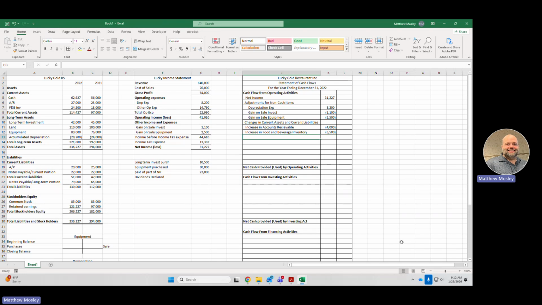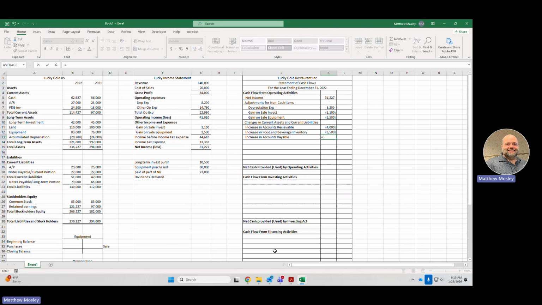Next, we're done with current assets. We're going to take a look at current liabilities. We can see that there was an increase in accounts payable, right? Now, with accounts payable, an increase means what? That no money went out, right? So we need to add that back in.